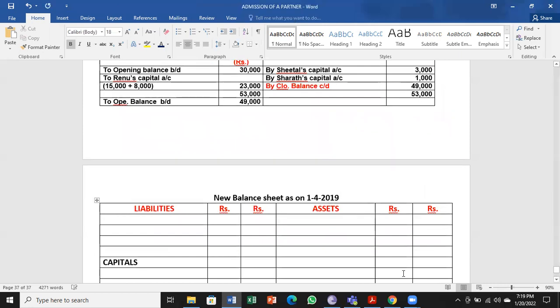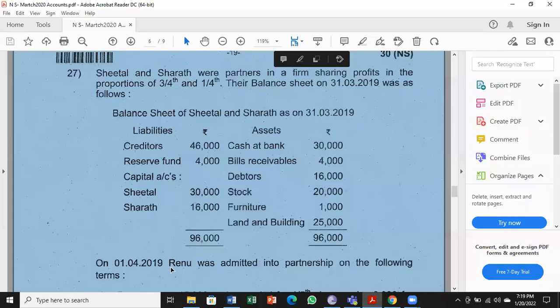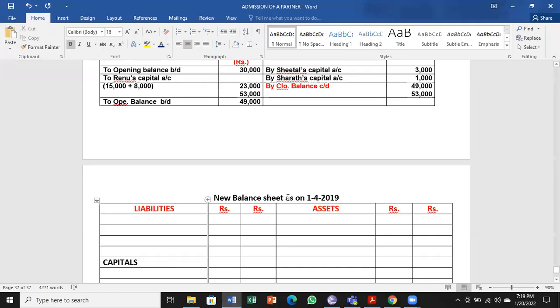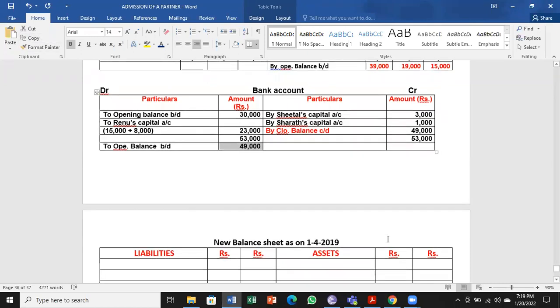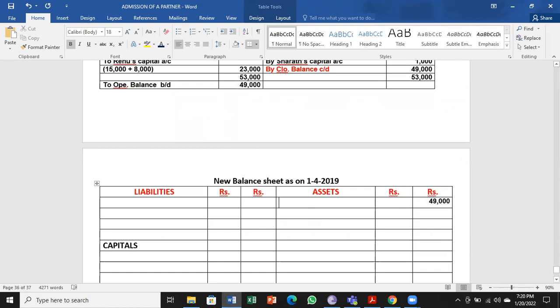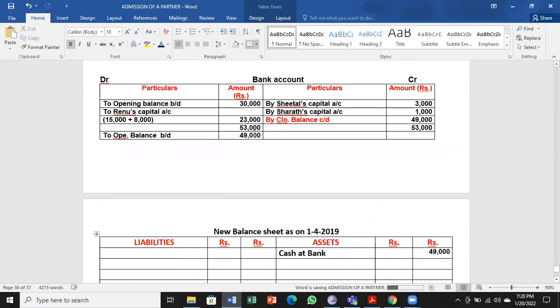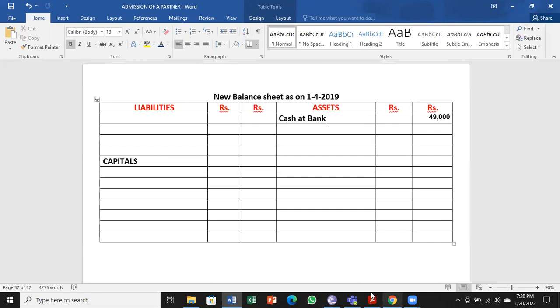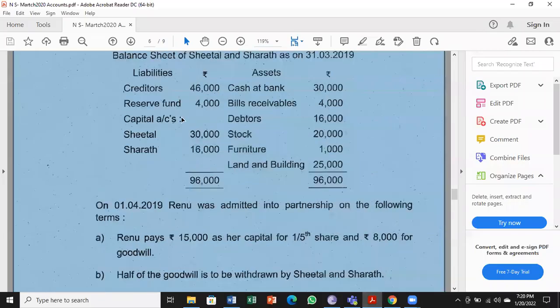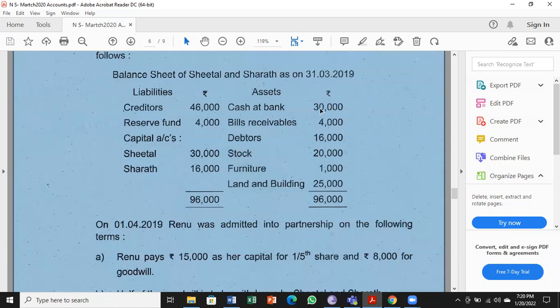So Sharath has been admitted into business on 1/4/2019. So the new balance sheet will be on that day only. So here bank balance 49,000, I will take that to the balance sheet, cash at bank straight away. So the bank closing balance will come here to the asset side of the balance sheet. Next, we'll go for revision of the balance sheet. Look at the asset side first, then the liabilities side. Cash at bank is done.